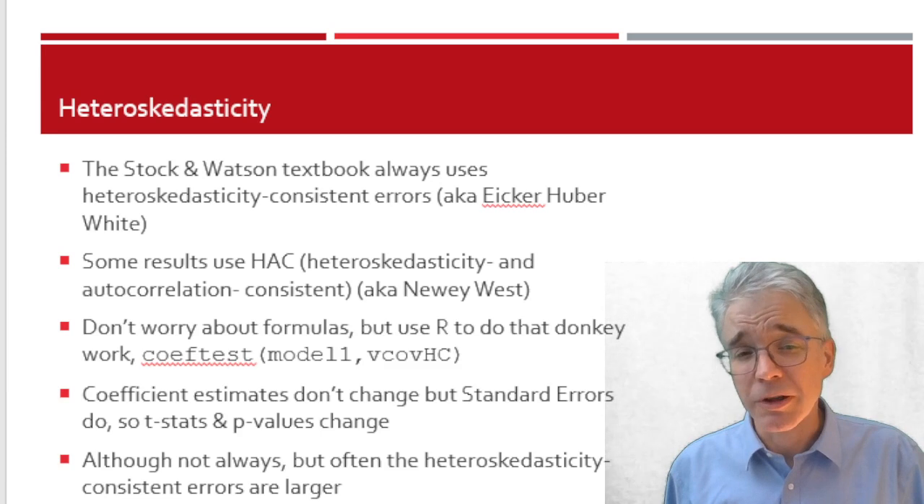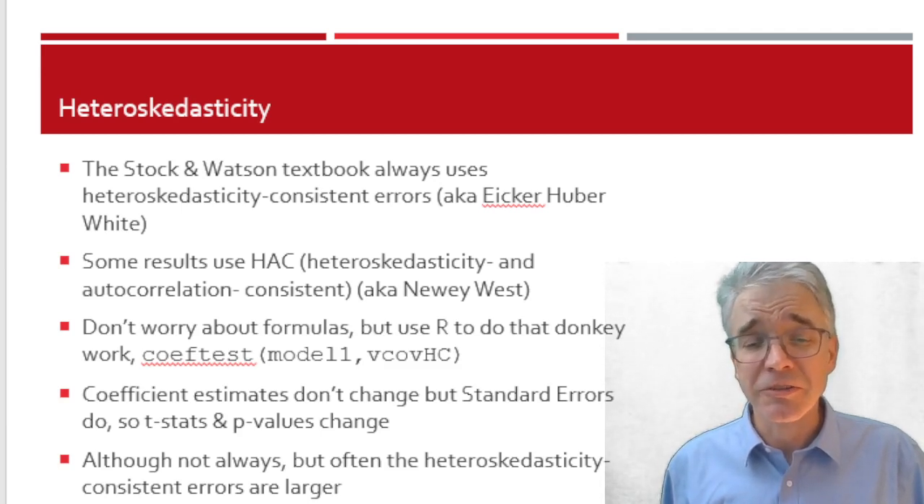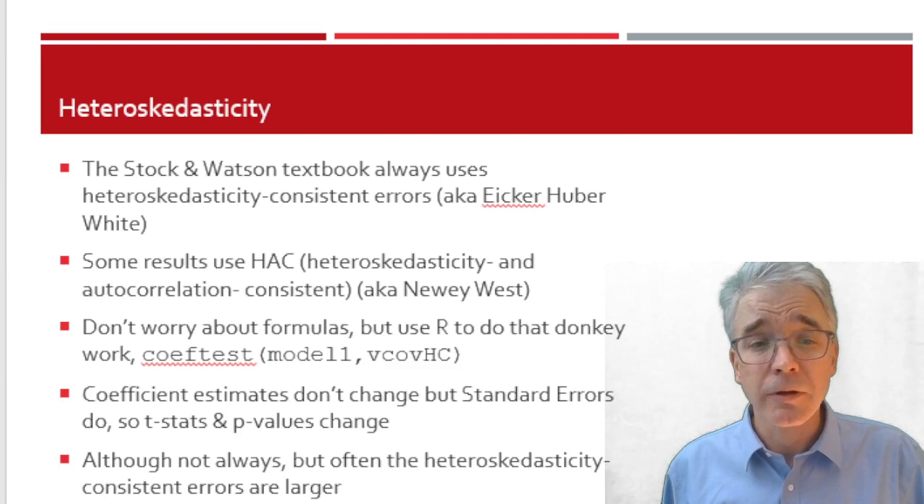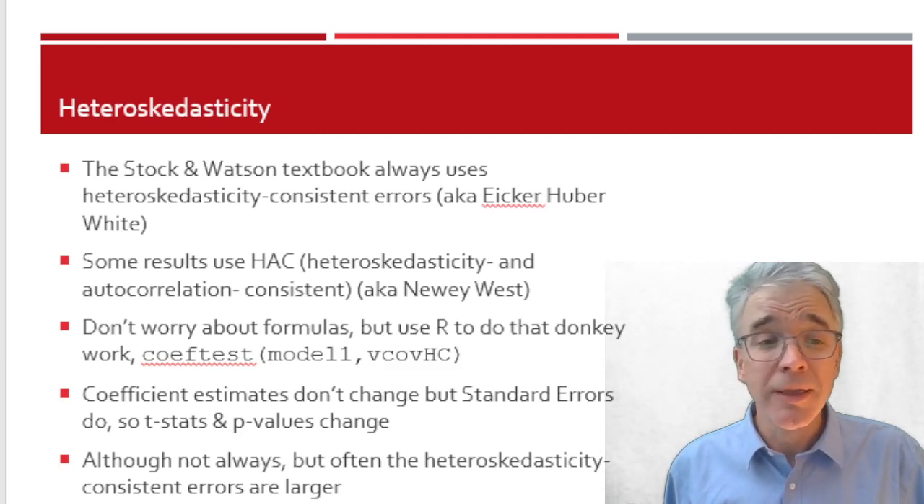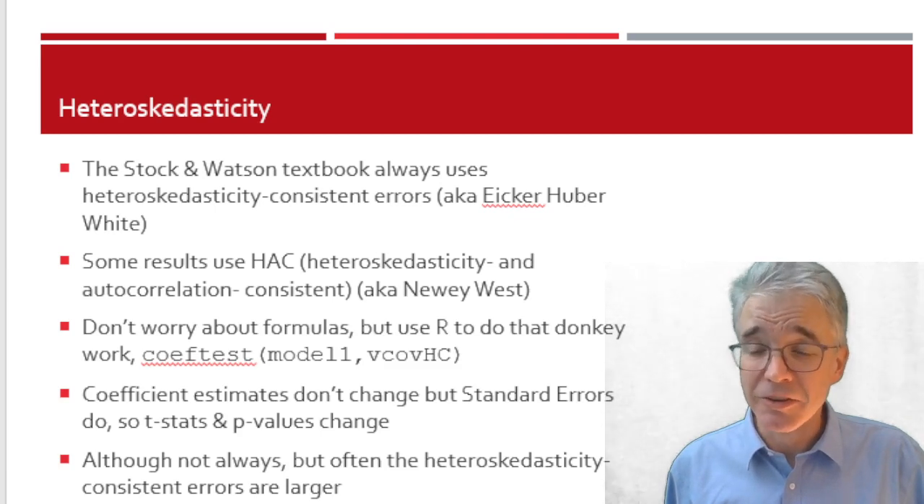The formulas are ugly and require some notation from linear algebra, but have R do the difficult work and use the coeftest function to use the heteroscedasticity consistent standard errors. That does not change the coefficient estimates, only the standard errors. Although in turn that does change the t-stats and the p-values that are calculated. Usually the standard errors get larger, which means the t-stat goes down and the p-value goes up. So estimates that looked statistically significant might become insignificant with the correction.